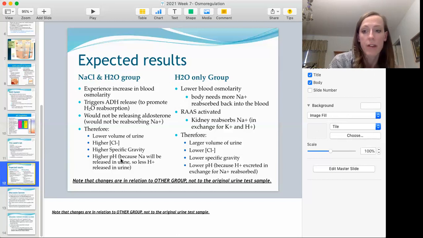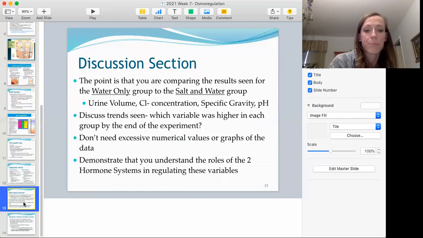And then they should also have a higher pH because, again, sodium is going to be in the urine in exchange for hydrogen moving back into the interstitial fluid and back into the blood. Okay, so the urine should have less hydrogen ions and therefore a higher pH, numerically. All right, so those are expected results. This is what you're going to base your discussion writing assignment on this week.